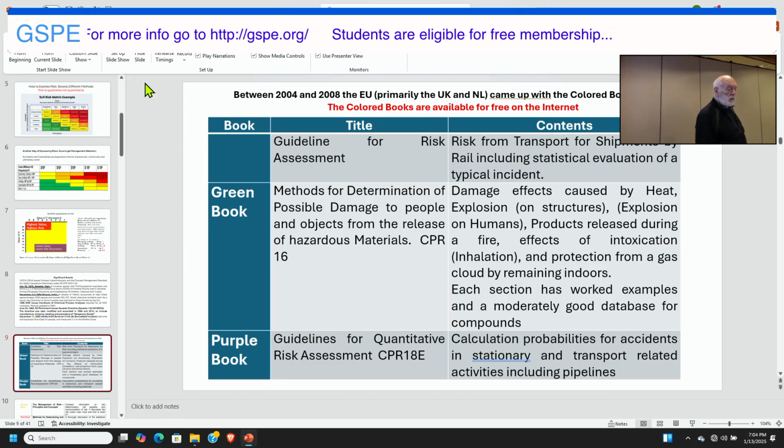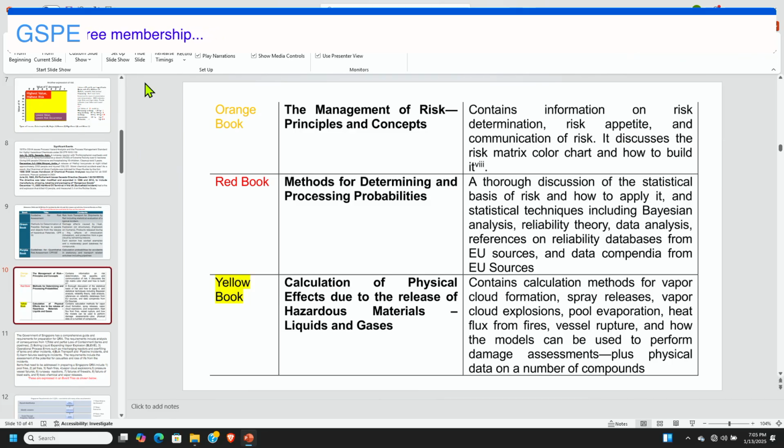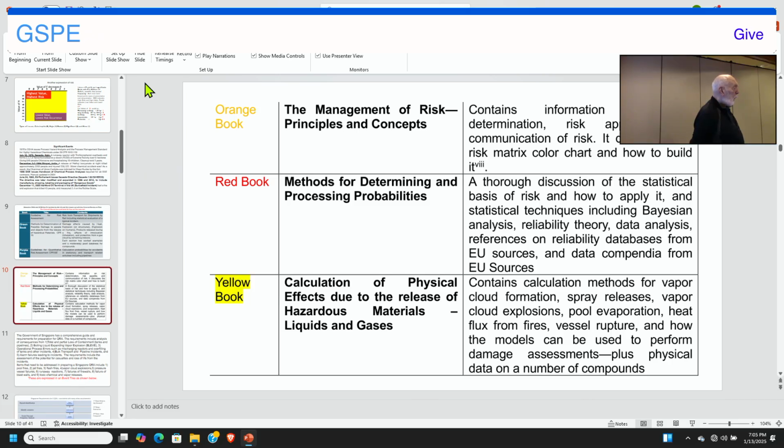Then there's the green book, and that's the method for determination of possible damage to people and objects from release of a hazardous material. It's also known as CPR 16. There's the purple book, that's the guide for quantitative risk assessment. Then the orange book, management of risk concept and principles. Red book, method for determining and processing probabilities. That's where you get into really the damage. They have all the formulas and everything else you need. And the yellow book, calculation of physical effects due to release of hazardous materials, liquids and gases.